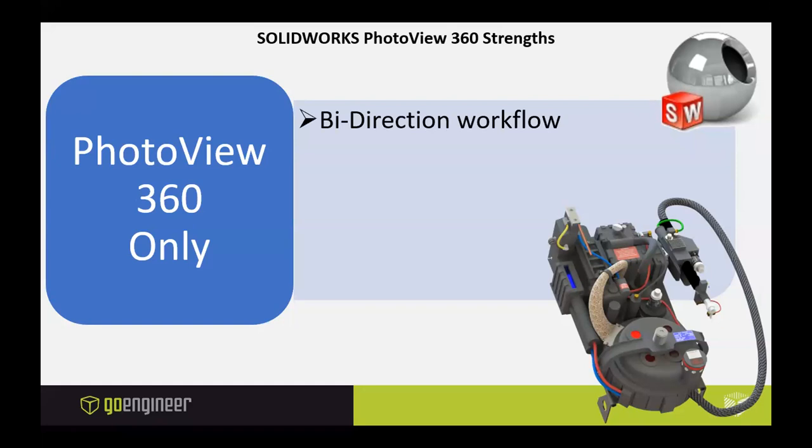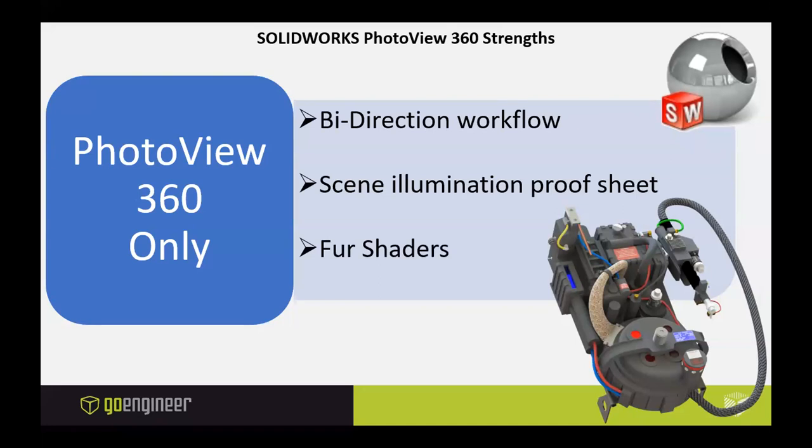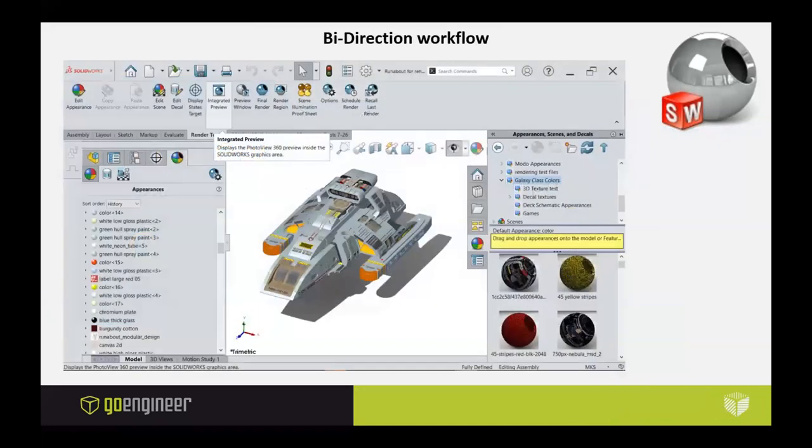Okay, bidirectional workflow. This is PhotoView 360 only. Likewise, the scene illumination proof sheet, as well as the fur shaders. Now, what am I talking about here? Well, bidirectional workflow. When I'm in SolidWorks, I'm in PhotoView. It's the same interface. All of our appearances are Luxology materials that are SolidWorks materials. What you see is what you get. I make a change in SolidWorks, it updates PhotoView. When I'm in my PhotoView screen, I make some adjustments, it updates SolidWorks. That's simple, it's elegant, it's great.